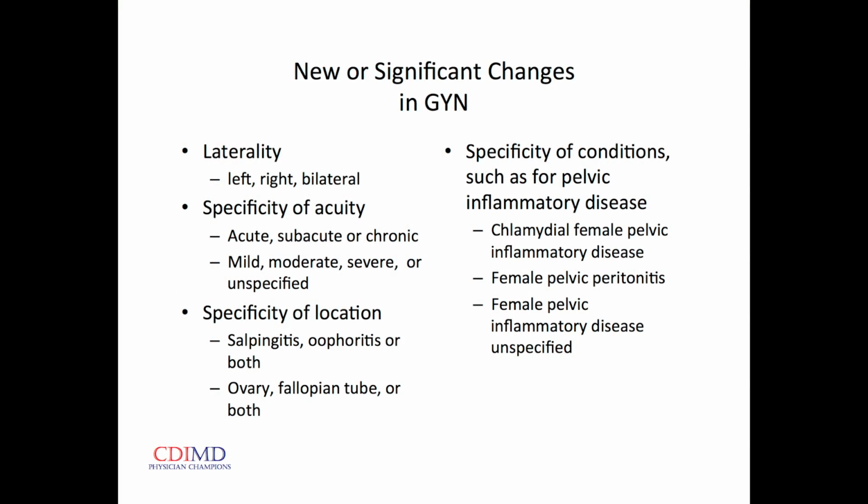Specificity of location. In ICD-9, salpingitis and oophoritis were coded the same. In ICD-10, they can be one or the other or both. And anatomic location, as we saw on the diagram. Specificity of conditions. If we know the organism, if there's peritonitis, that is significantly increased relative weight than just saying pelvic inflammatory disease.